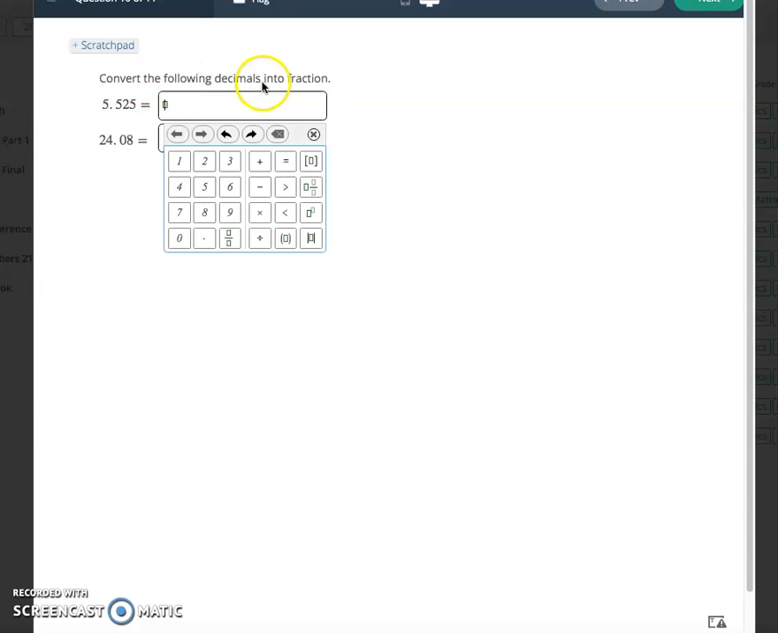All right. Convert the following decimals into a fraction. For the first one here, we have 5, and I like to write it like this, 5 and 525, that's going to be thousandths. So what we could do here is turn this into an improper fraction. 5 times 1,000 is 5,000, plus 525 is 5,525 over 1,000. So these two numbers have the same value.